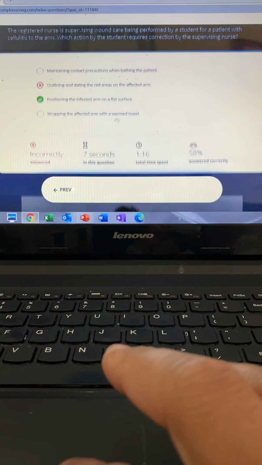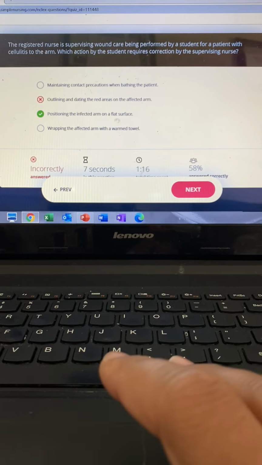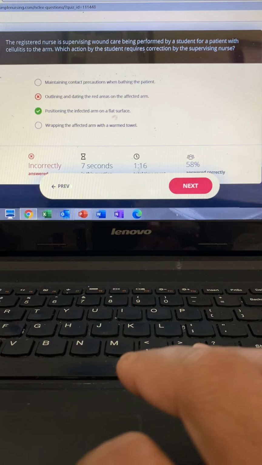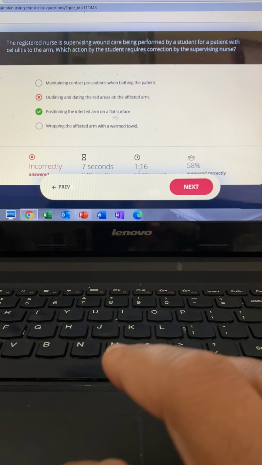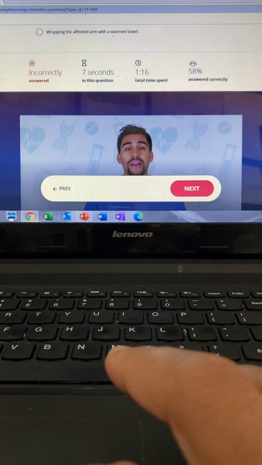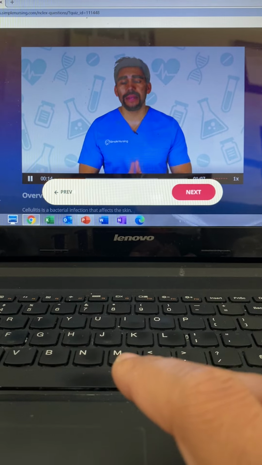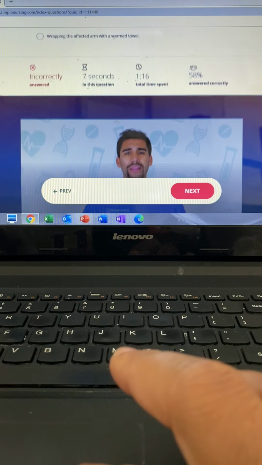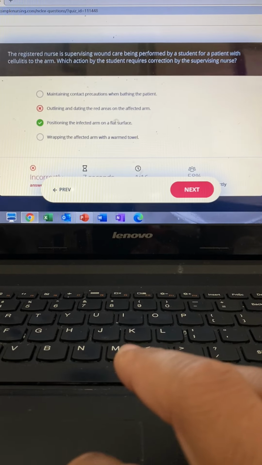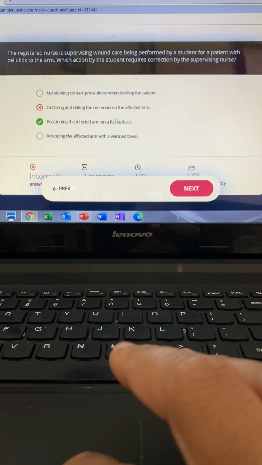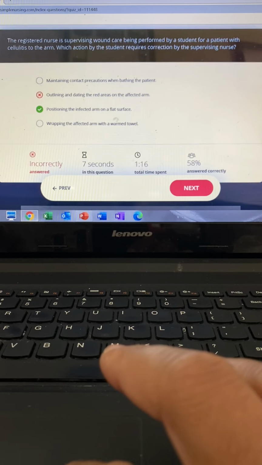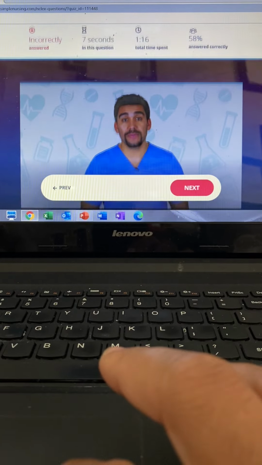Now, using our 3 steps, let's break this down. This question's asking for the wrong action. For the key problem, the nurse is watching a student who's providing wound care to a patient with cellulitis of the arm. So immediately we're already thinking swelling, pain, and redness to that cellulitis on the arm. So the biggest solution we're looking for, guys, we're looking for the incorrect options here from the student.